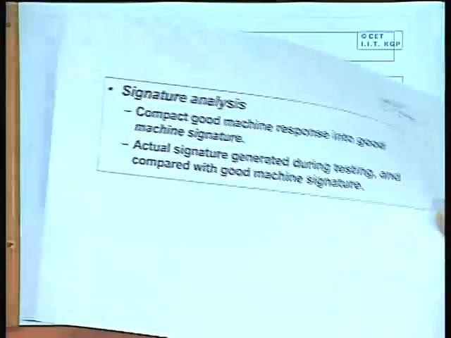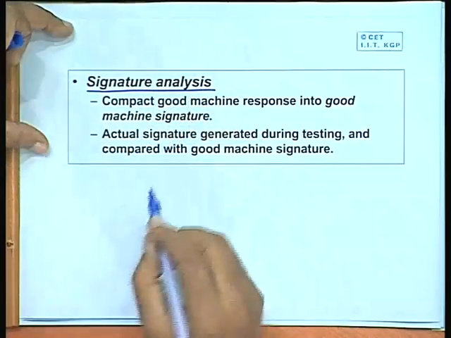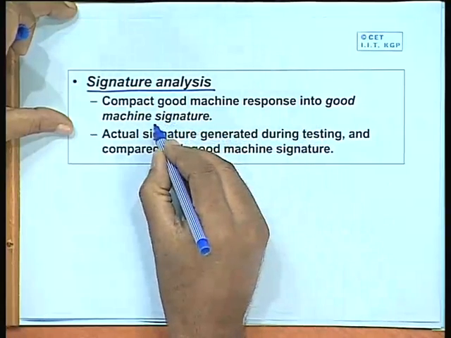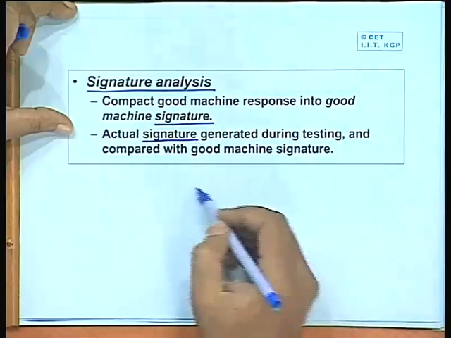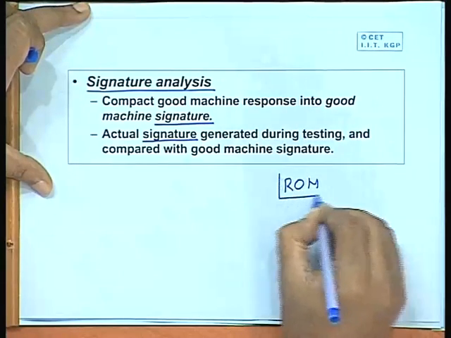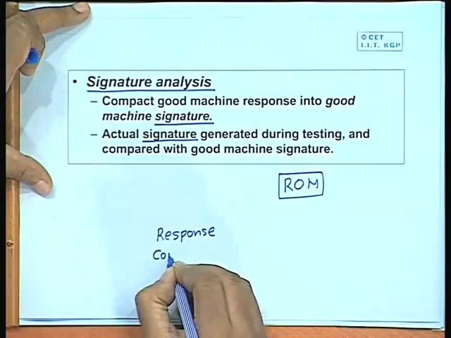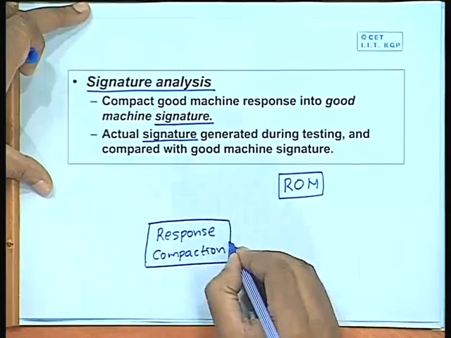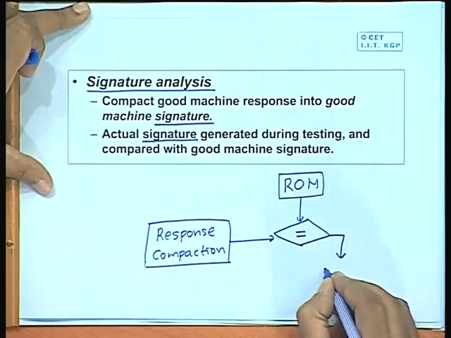Now, the method which is used in BIST is traditionally called signature analysis. It says that you compact the good machine response into a small value which is called the signature. Now during testing, you again compute the signature and compare it with the good machine signature which you stored in a ROM. Using a response compaction block you generate the signature during the actual testing. These two values you can compare, and you can report if it is good or bad.